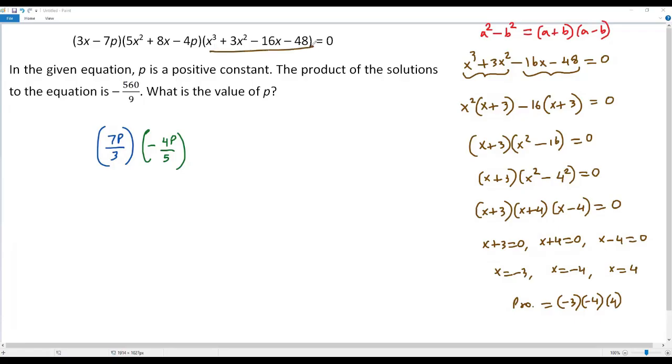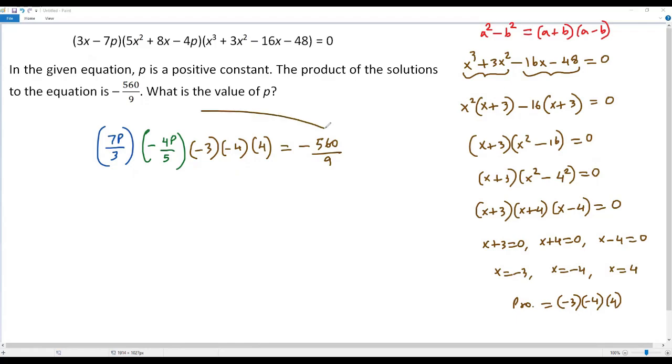Okay, when I equate the third expression to 0, I got the product of three solutions. Now let me write it over here. There is a negative 3 times negative 4 times 4. Here I got the product of all the solutions to the given equation. According to the given information, the product of the solutions to the given equation is equal to negative 560 over 9. So it must be equal to negative 560 over 9.